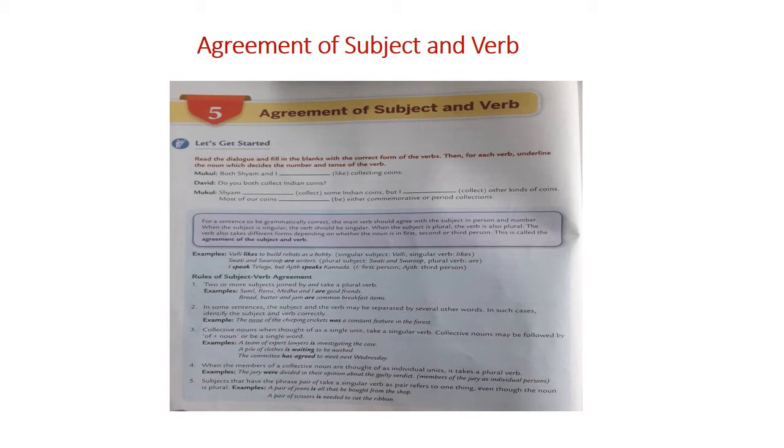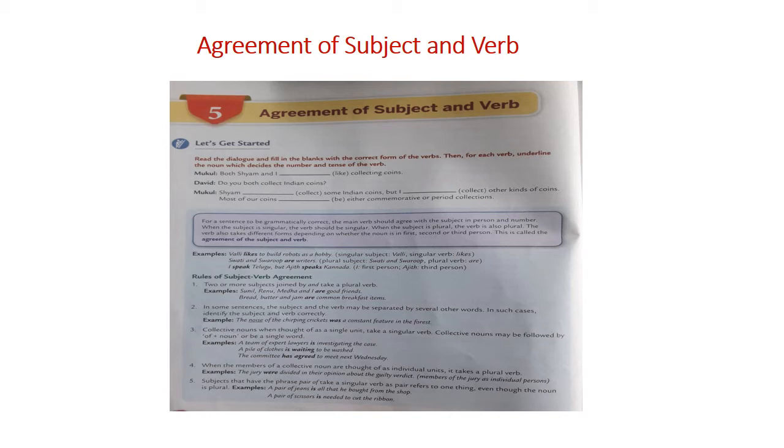Here are some examples. Valley likes to build robots as a hobby. Here Valley is singular and the verb is like. So since Valley is a singular subject, s is added to the verb. So, Valley likes.